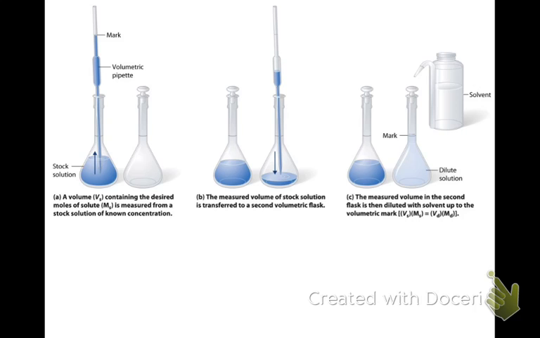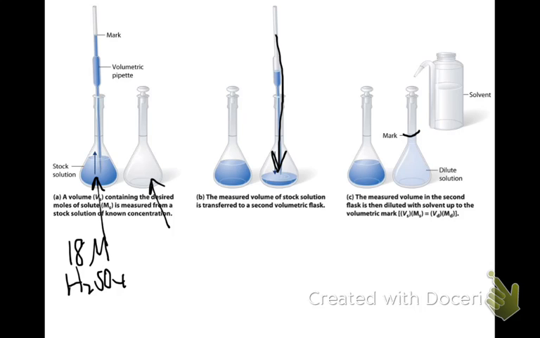So looking at this picture here, this darker one on the volumetric flask can be my 18 molar sulfuric acid. The one on the right would be what I want to dilute it to. So I'm taking a pipette, I'm extracting out 35 mils of this 18 molar H2SO4, and in the second picture I'm showing that I'm putting that 35 mils right into a second volumetric flask, and then I'm filling it up with water, or any solvent, but water is usually the one that we use. So this is my new diluted solution.